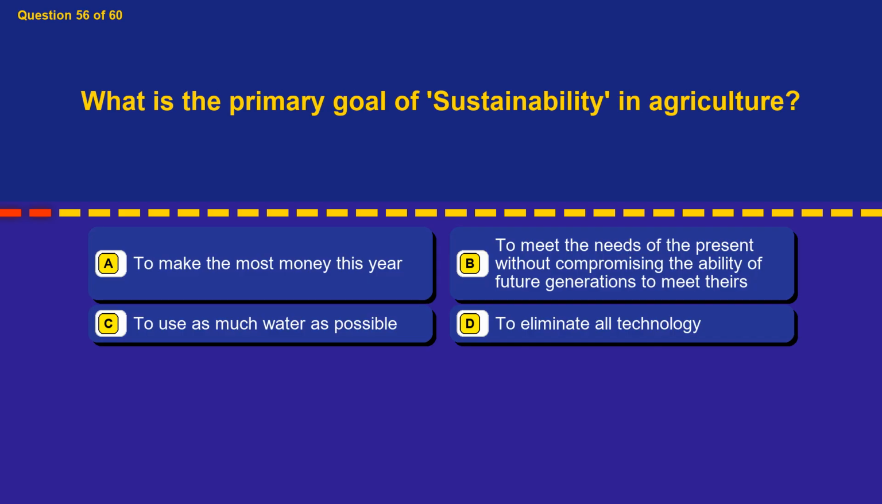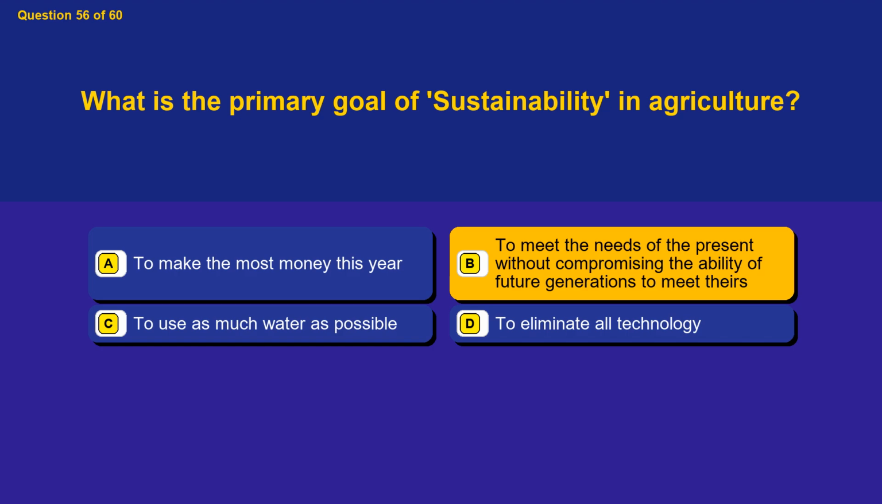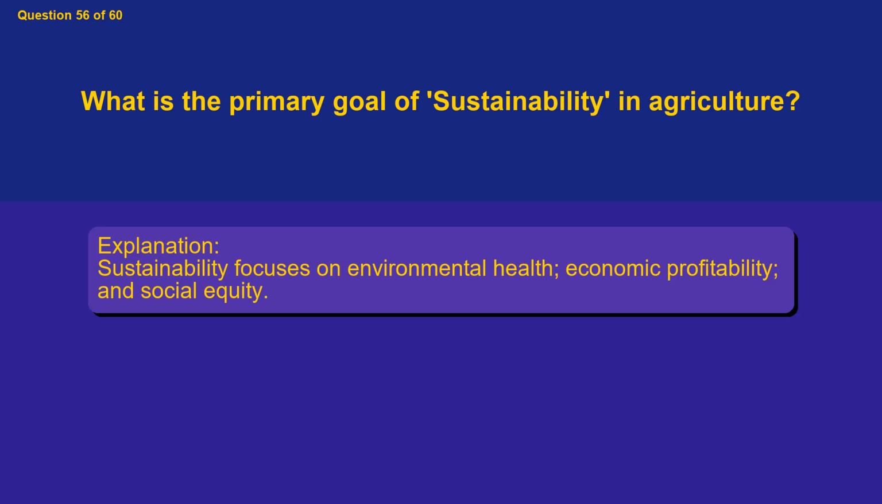Question 56. What is the primary goal of sustainability in agriculture? Option A, to make the most money this year. Option B, to meet the needs of the present without compromising the ability of future generations to meet theirs. Option C, to use as much water as possible. Option D, to eliminate all technology. The correct answer is option B, to meet the needs of the present without compromising the ability of future generations to meet theirs. Sustainability focuses on environmental health, economic profitability, and social equity.